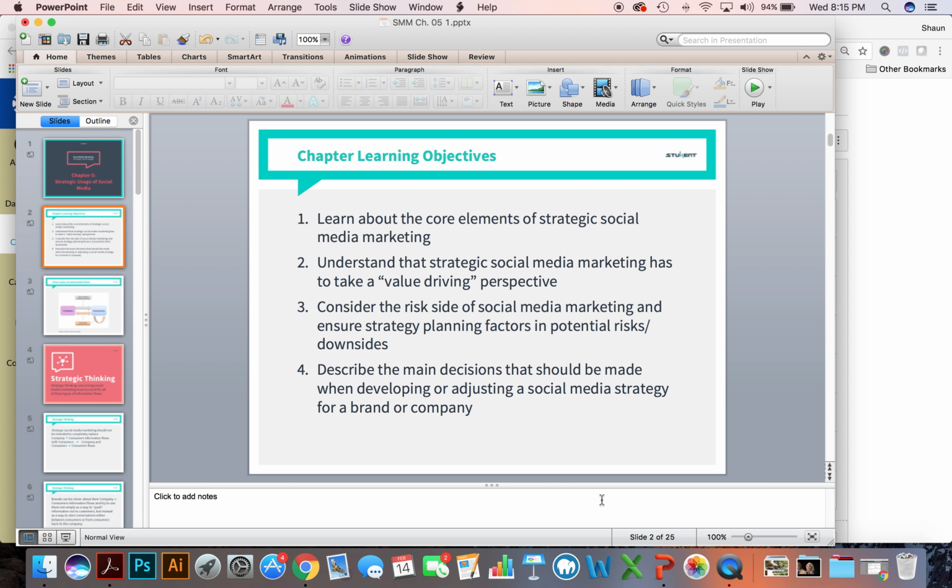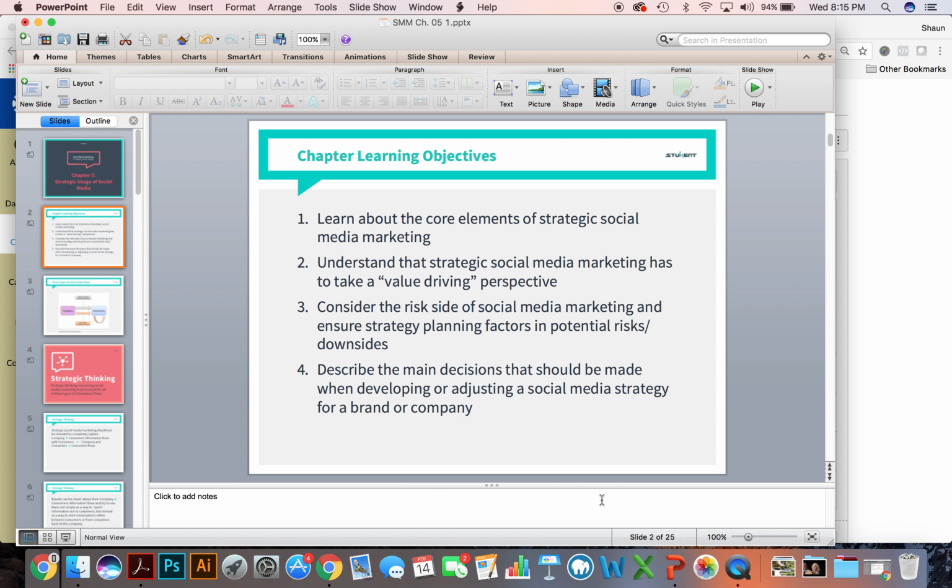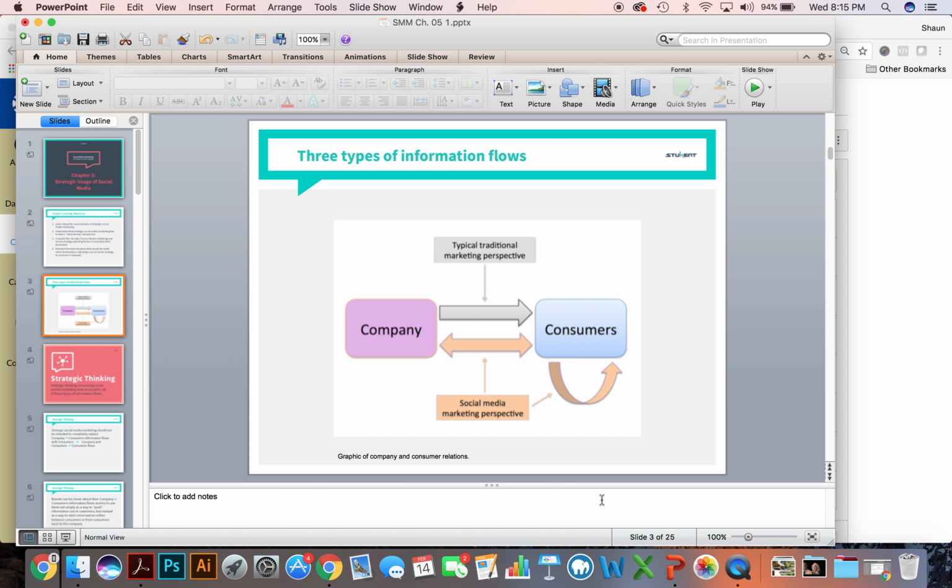And then finally, we're going to talk about the main decisions that should be made when developing or adjusting a social media strategy for a brand or company. There's a series of questions you need to ask yourself as you're developing that social media strategy. So let's jump into it and let's talk a little bit about social media marketing and really think about the social media flow and how information flows.